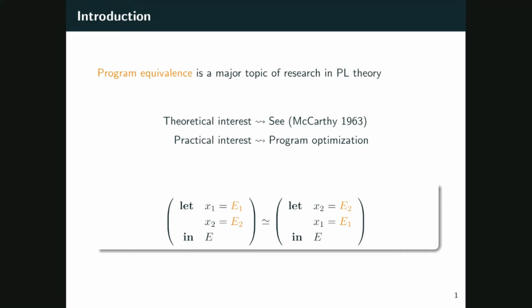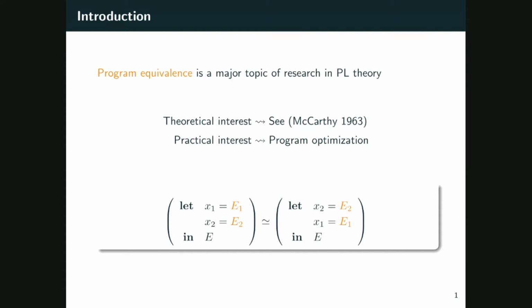So for instance, here at the bottom of the slide, I have a running example, which is a well-known program transformation, which just expresses the commutativity of sequencing. So we have a nested sequencing, and we want to commute the order in which sequencing is performed. And of course, here there are some side conditions on the free variables in E1 and E2 that I haven't written down. And the way in which you prove that you can perform this kind of program transformation or optimization is by means of program equivalence.